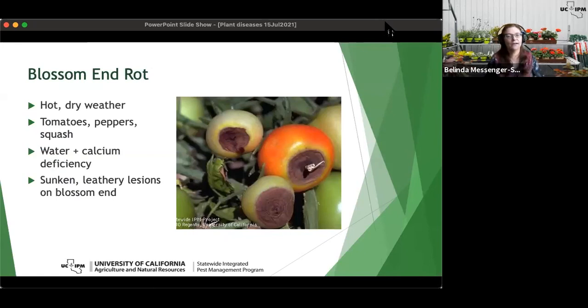Blossom end rot is not an infectious disease. It's actually a symptom of a water deficit. During hot weather, tomatoes, peppers, and squash are susceptible to blossom end rot. You'll see a small spot which will enlarge into a sunken leathery lesion on the bottom of the fruit, as seen in this photo. This disorder occurs when not enough water can move through the plant, leading to a calcium deficiency in the fruit. Anything that causes the roots to be unable to take up enough water for the rapidly growing plant can lead to blossom end rot. Next slide.